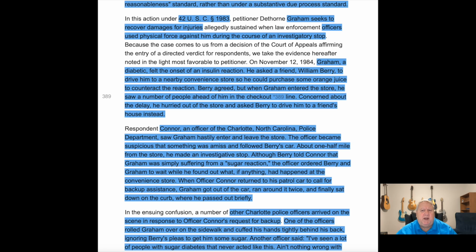On November 12, 1984, Graham, a diabetic, felt the onset of an insulin reaction. He asked a friend, William Berry, to drive him to a nearby convenience store so he could purchase some orange juice to counteract the reaction. Berry agreed, but when Graham entered the store, he saw a number of people ahead of him in the checkout line. Concerned about the delay, he hurried out of the store and asked Berry to drive him to a friend's house instead.